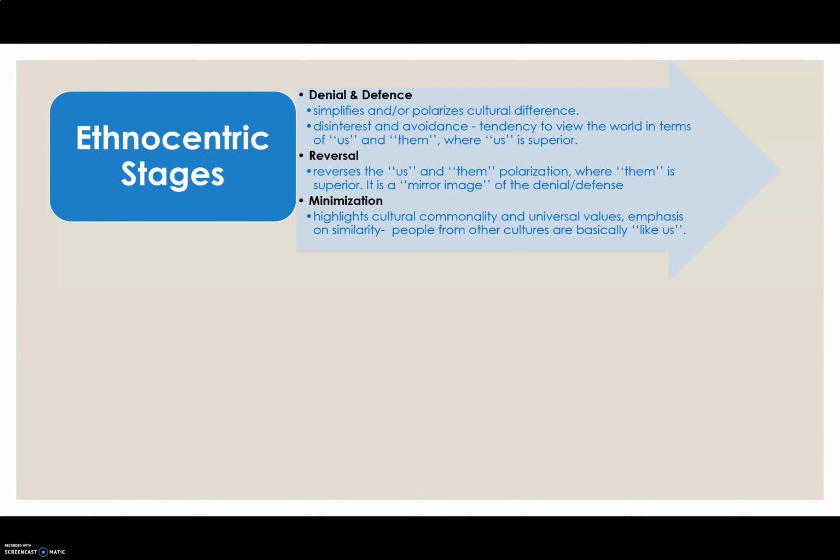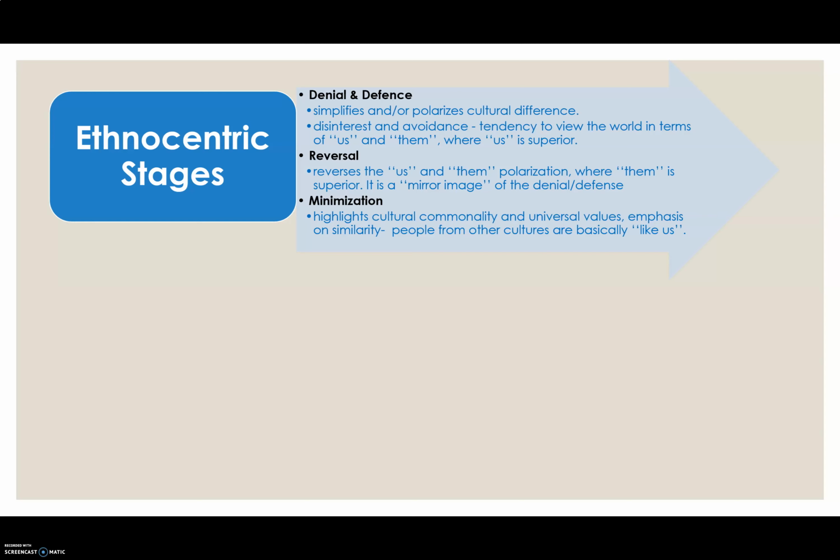Okay, so onto the ethnocentric stages here, what we see is three kind of sub stages. The denial and defense stage, okay, which basically, as we've discussed already, is this idea of simplifying and polarizing cultural difference. Yeah, so we're right, they're wrong. And it also shows us that there's kind of a disinterest and avoidance at that stage. Okay, and what we tend to do is we tend to create dichotomies of us versus them, where us is superior. Okay, so there's this kind of disinterest and avoidance of things that challenge the way that we think we are right about things.